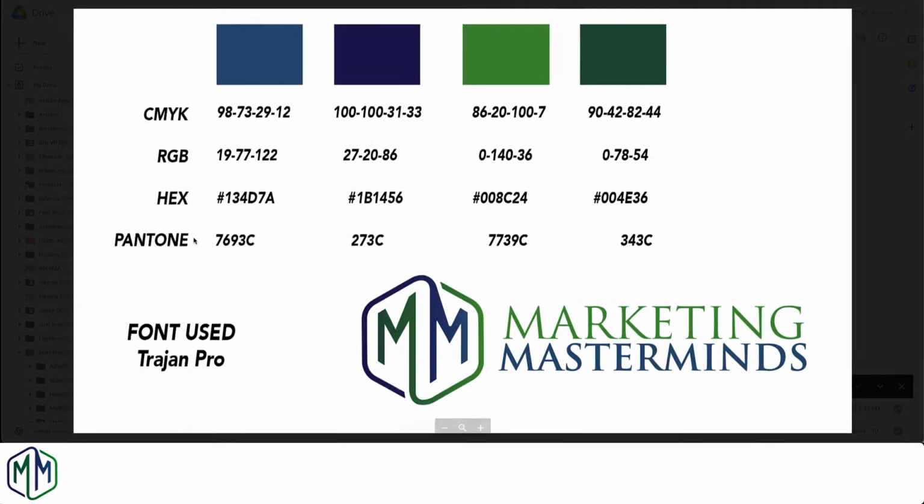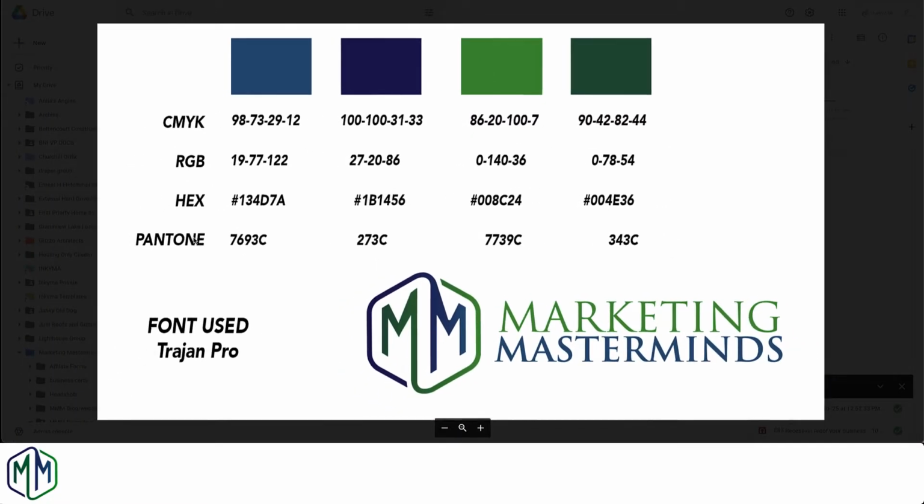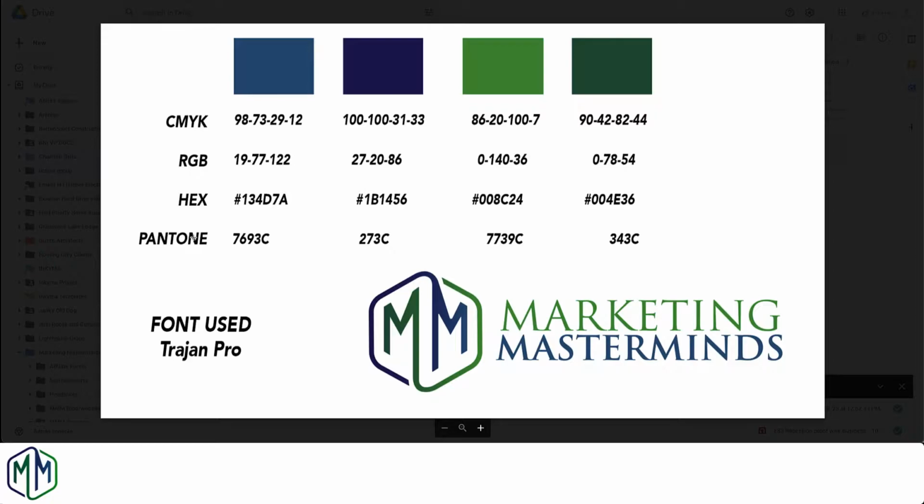And then the Pantone number is for that conversion if you're having embroidery done and they need to pick a thread color. All of the thread colors will translate back to the Pantone color, but not necessarily to one of the others. And then the last thing is your fonts.